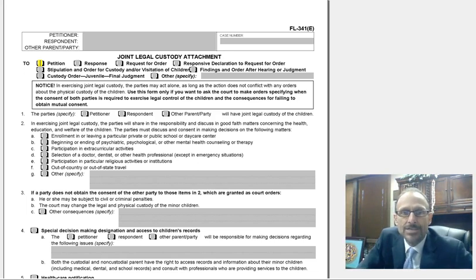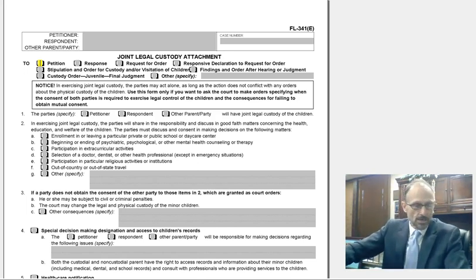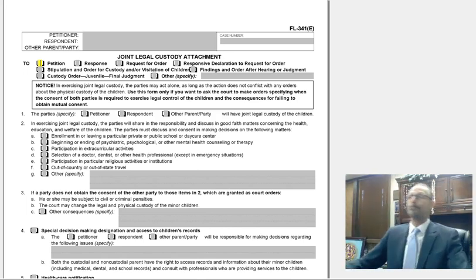E is participation in particular religious activities or institutions. So if you're going to change a child's religion, or stop taking them to church, any of that kind of stuff, that's a joint legal custody issue normally.